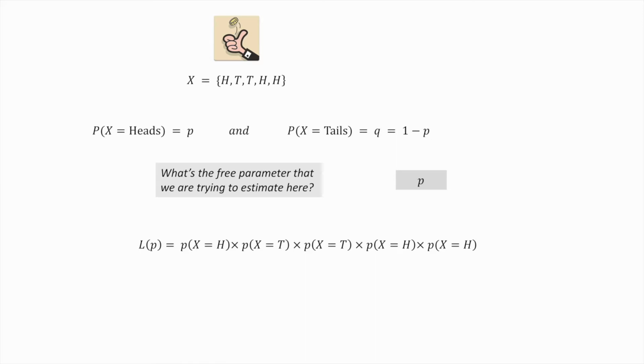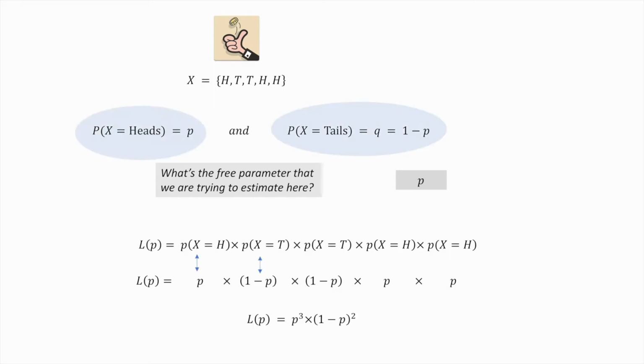Brilliant. So what's our maximum likelihood estimate of P then? L(P) simplifies to P times 1 minus P times 1 minus P times P times P, simply when we replace heads by P and tails by 1 minus P. That also simplifies to P cubed times 1 minus P squared.